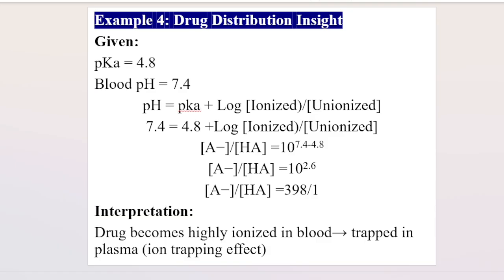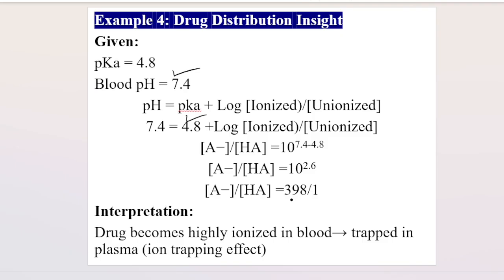Okay, so the pKa value is 4.8 and pH is equal to 7.4. If you see, the pH is equal to 7.4, pK is equal to 4.8, means the drug is acidic in nature. So the answer will be equal to 10 raised to power 2.6, and the antilog of the 2.6 will be equal to, you can say, 398 के equal हो जाता है divided by 1.